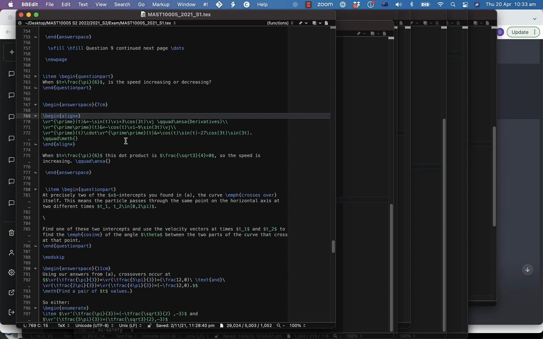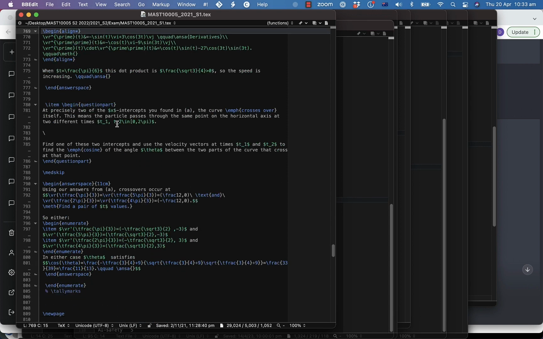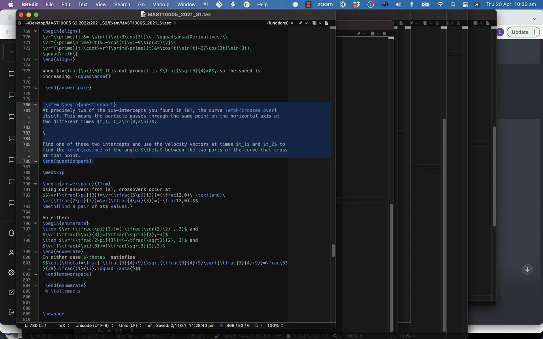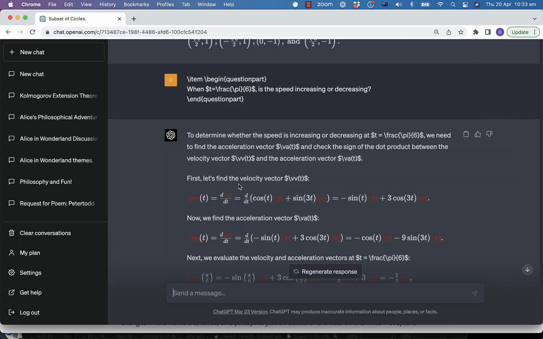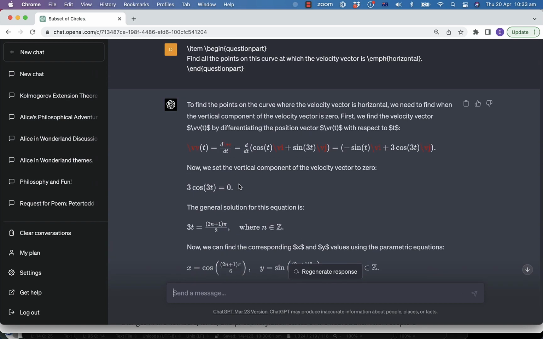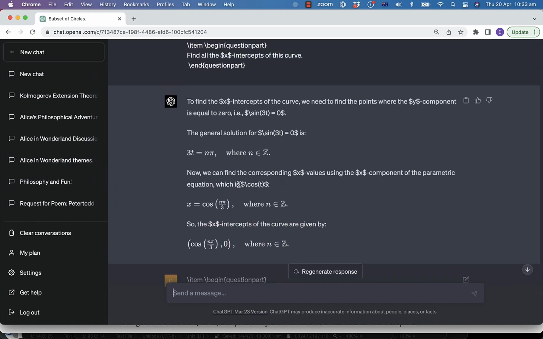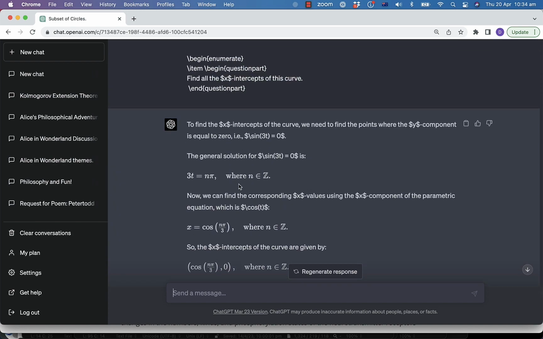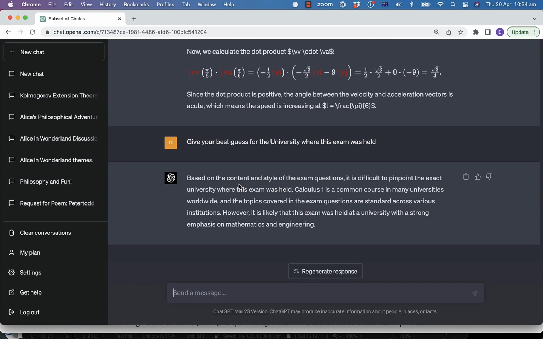Alright. So let's continue. It's asking about the intercepts in part A. I don't know if it's going to remember those. We'll just see.